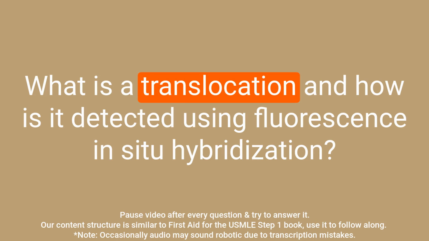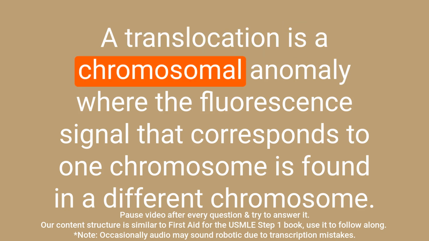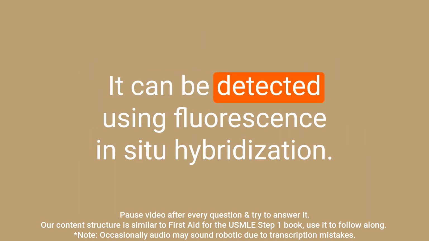Question: what is a translocation and how is it detected using fluorescence in situ hybridization? Answer: a translocation is a chromosomal anomaly where the fluorescent signal that corresponds to one chromosome is found in a different chromosome. It can be detected using fluorescence in situ hybridization.